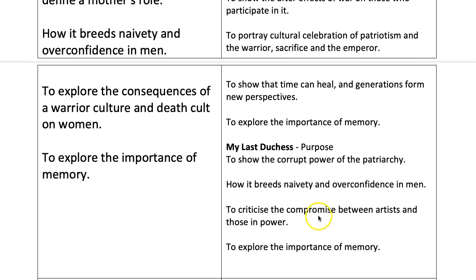It's written to criticise the compromise between artists and those in power. Well, this is the compromise between women and men's aspirations. So it's not about art, but it's very definitely about compromise, and it also explores the importance of memory. And at the end of the poem, we've got this feeling of impending tragedy, where we think the son has probably died. And we've got another feeling of impending tragedy at the end of My Last Duchess, when the tragedy is that the Count will probably still marry his daughter to the Duke, even though he knows the Duke is a murderer.